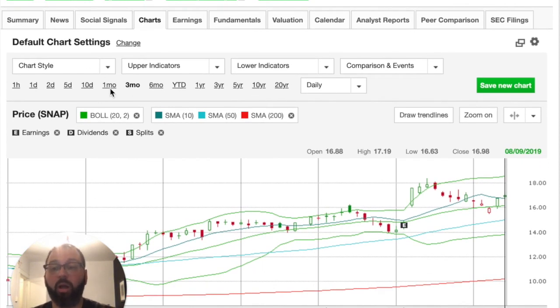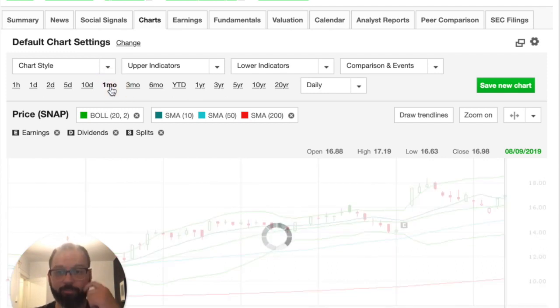As a trader, you've got this whole range here of timelines, everywhere from 1 hour to 20 years. But we are stock traders. We only care about the here and now. I want to know what the stock has done and where it's potentially heading. All that I care about are the 1 month and the 3 month charts.